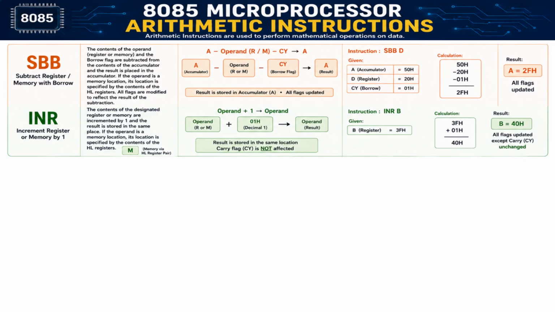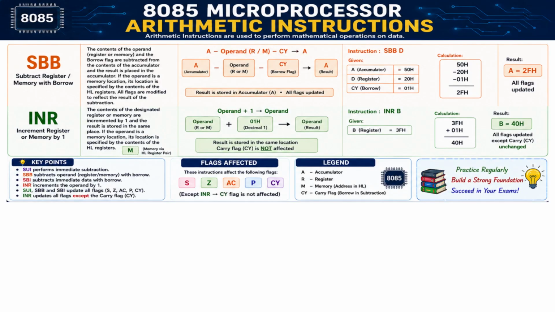So the processor adds 1, therefore B becomes 40H. One quick revision: ACI subtracts an 8-bit immediate value from the accumulator. SBB subtracts a register or memory value along with the borrow or carry flag. SBI subtracts an immediate value along with the borrow. INR increments the register or memory location by 1.